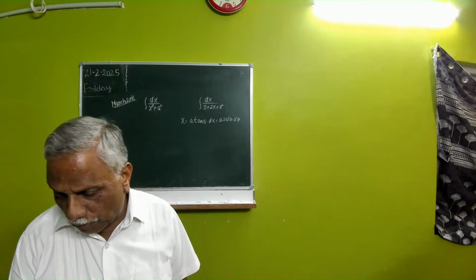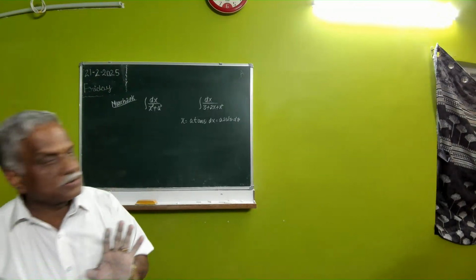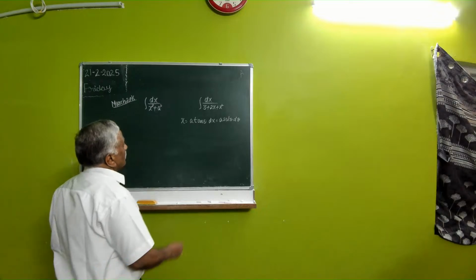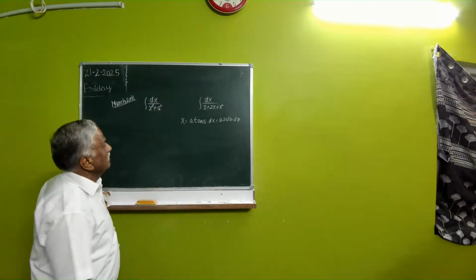See, the 2014 problem was x square minus a square. That's why I am working this. Otherwise I would have skipped this. There it was x square minus a square. This is x square plus a square.